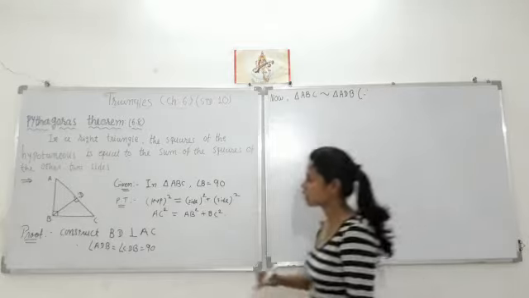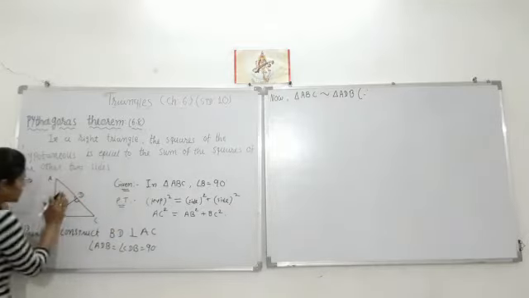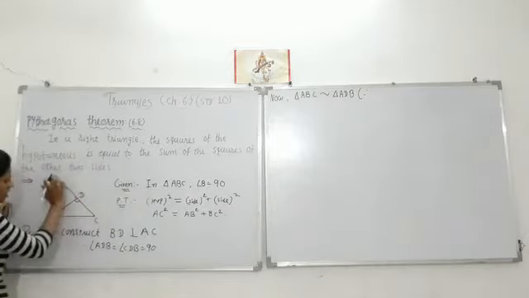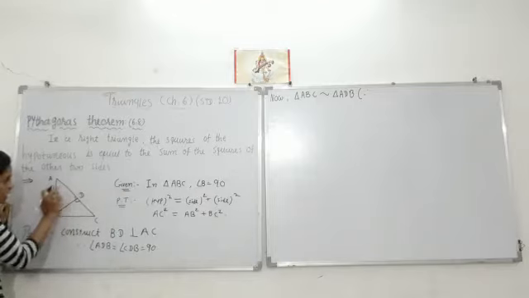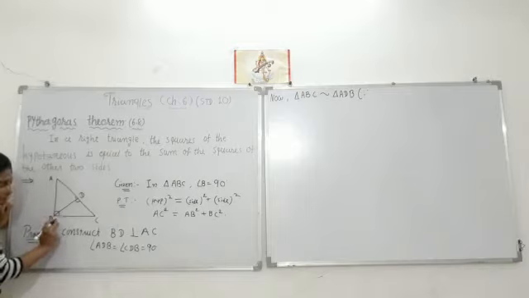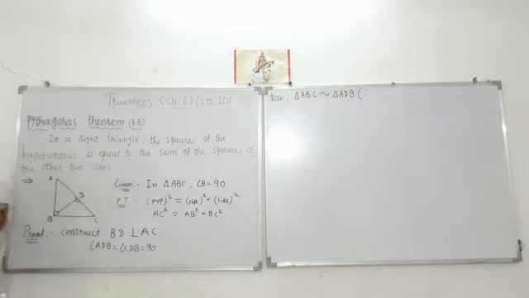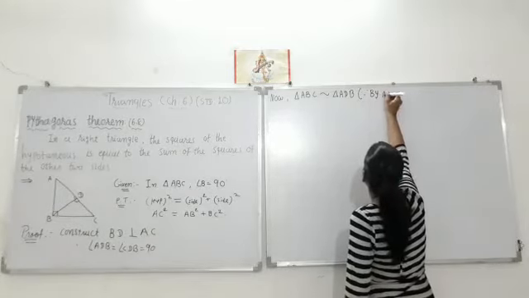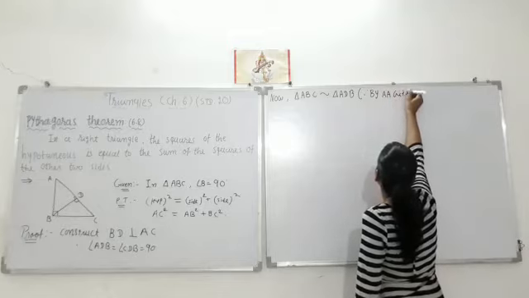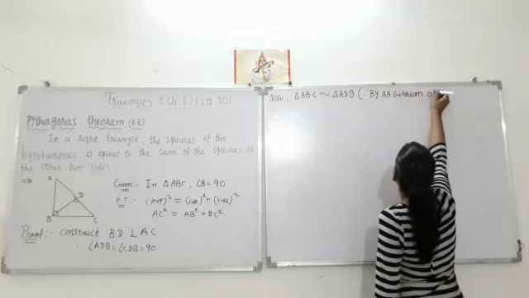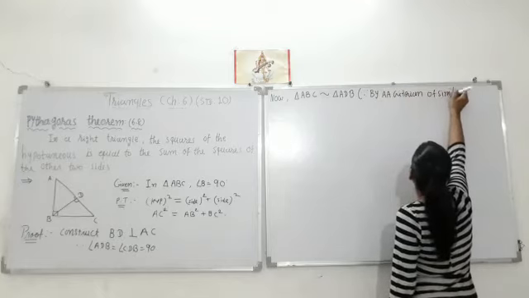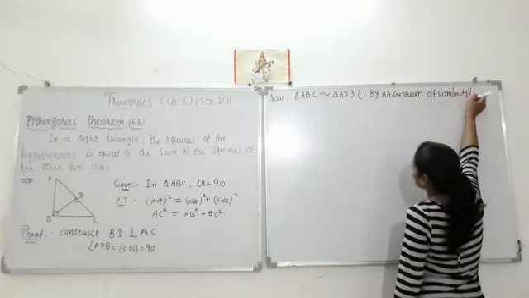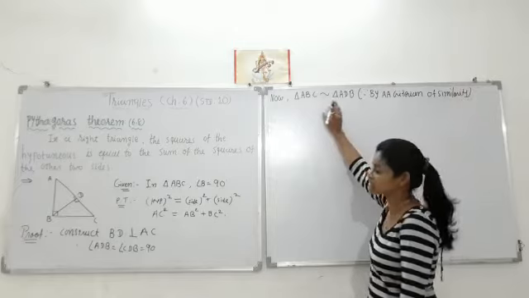Why? Because in this small triangle you have angle A and in this big triangle you have angle A. So one angle is common in both, and in triangle ABC angle B is 90 degrees and in triangle ADB angle D is 90 degrees. So you can write, by AA criterion of similarity, these two triangles are similar.